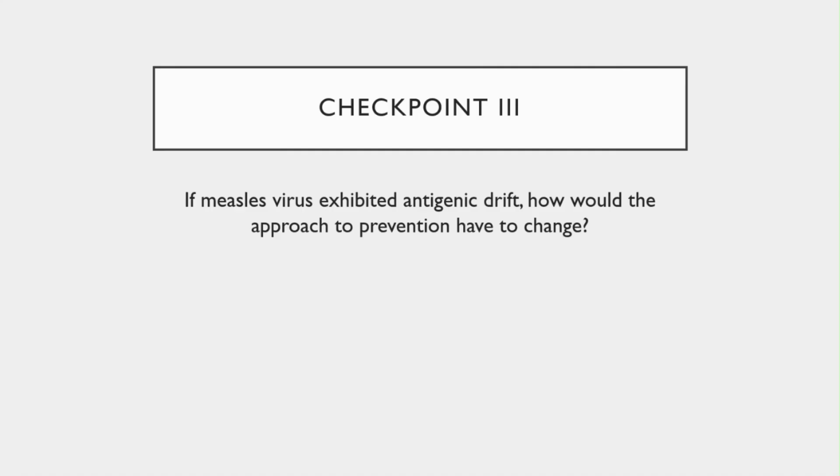Checkpoint 3. If measles virus exhibited antigenic drift, how would the approach to prevention have to change?